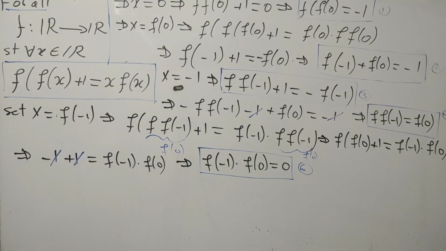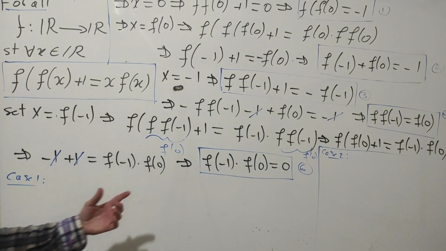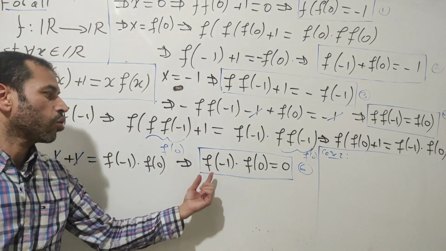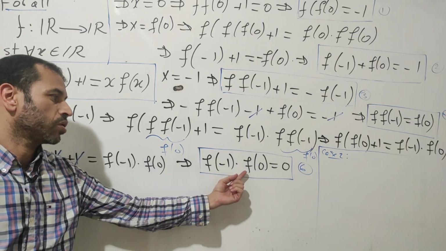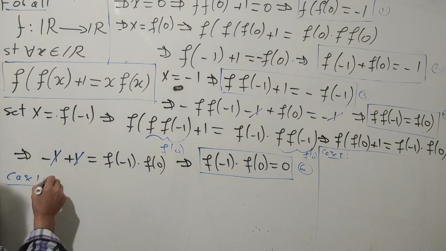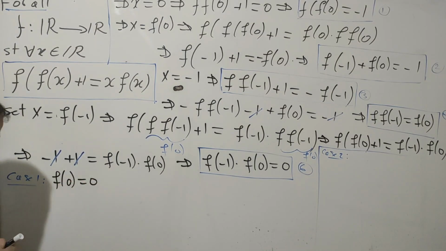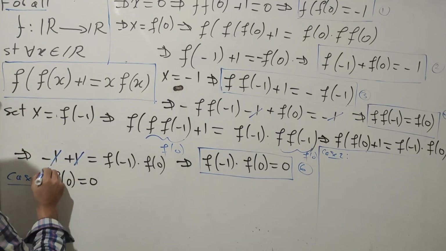Okay, I'm going to take two cases. Case number 1 and case number 2. So you may have f of 0 equals 0 or f of minus number 1 equals 0. I'm going to try the first one, f of 0. So we get f of 0 equals 0. Okay, let's box this one.